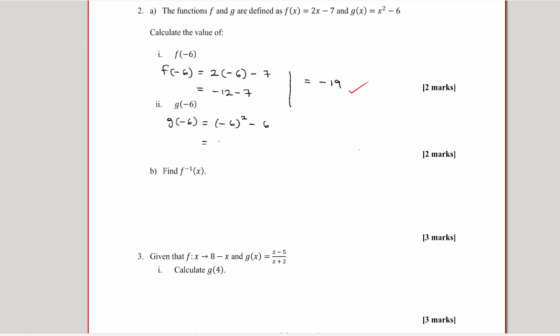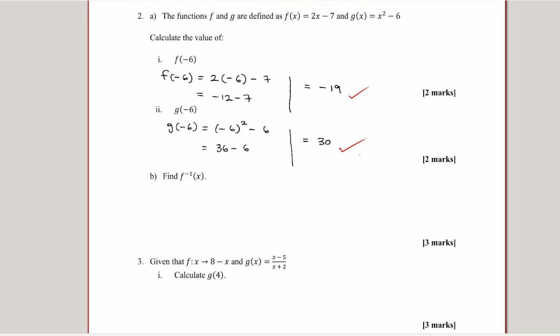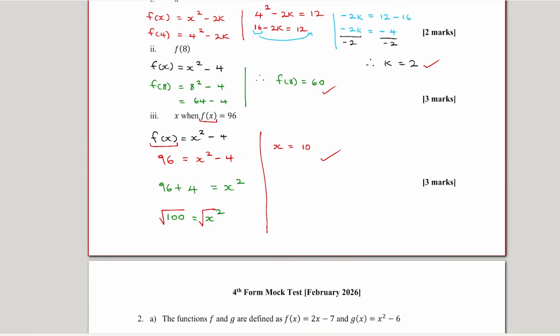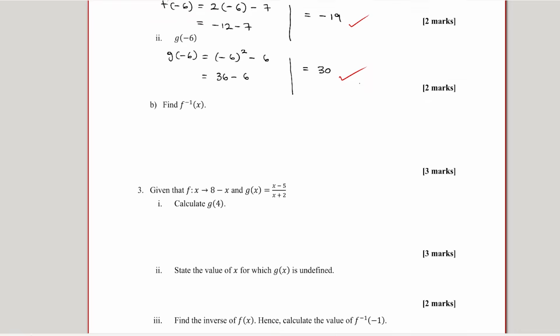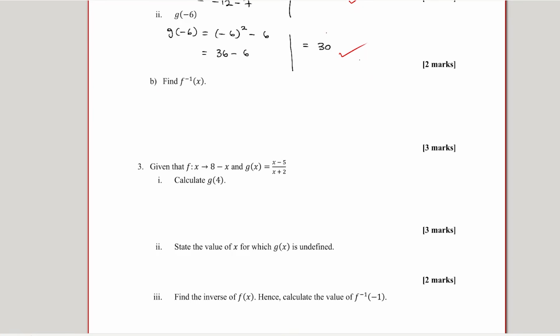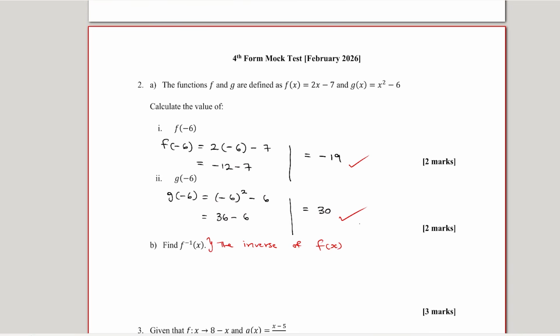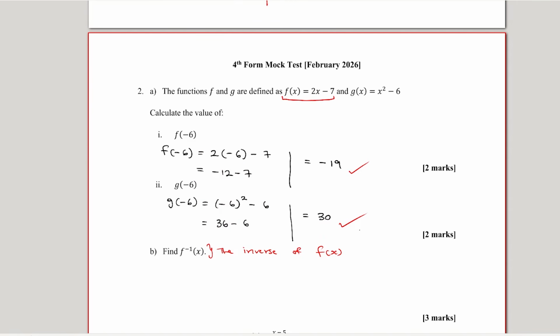So negative 6 squared, that's 36, and that's minus 6 here. So our result is simply 30. And that's how you get your 2 marks. So far we've gone 2, 5, 8, 10, 12 marks. Not bad. Alright, so part B says find f inverse. So this means they want us to look at the f of x function and find its inverse.